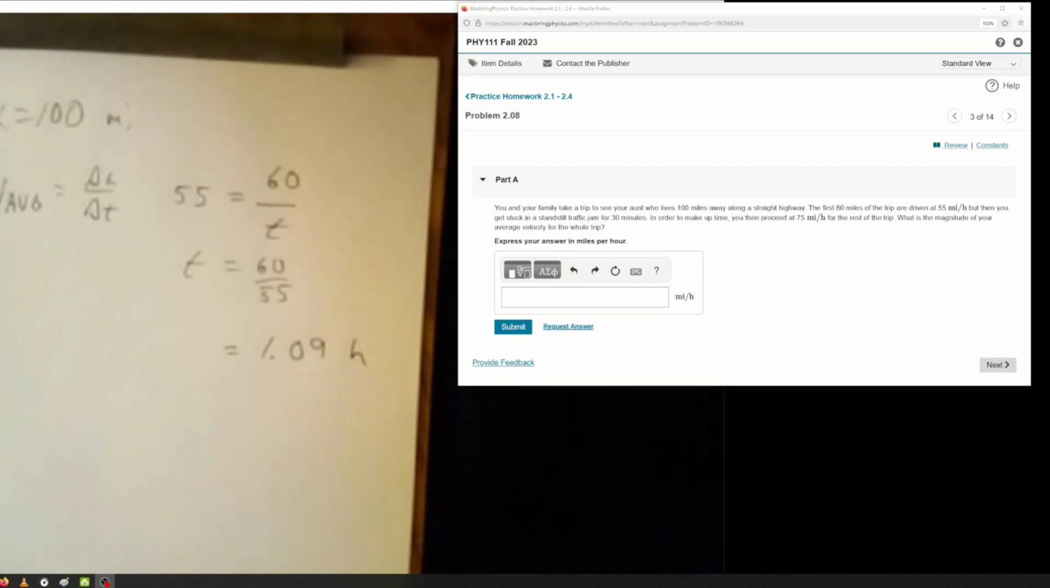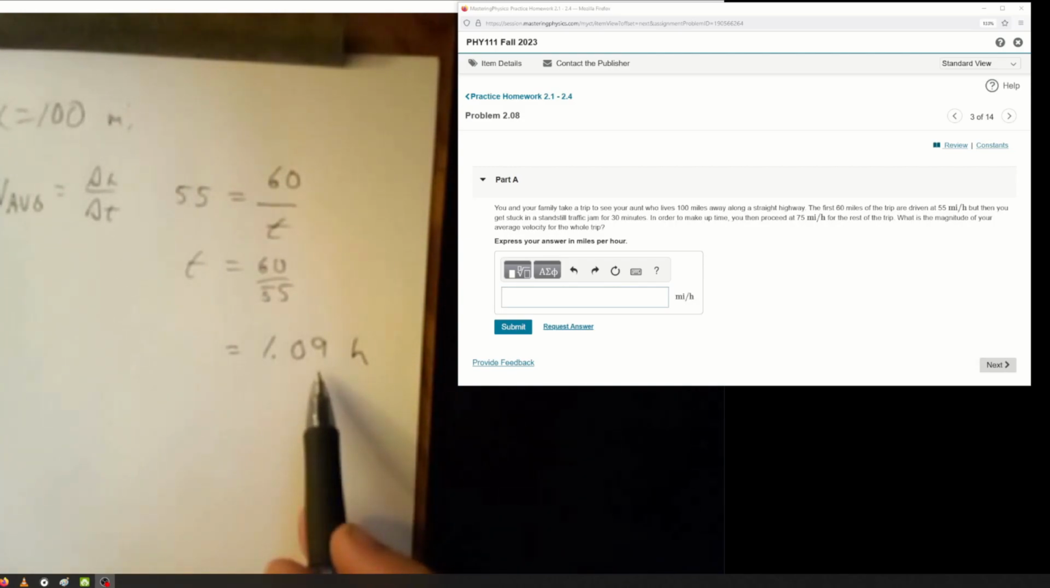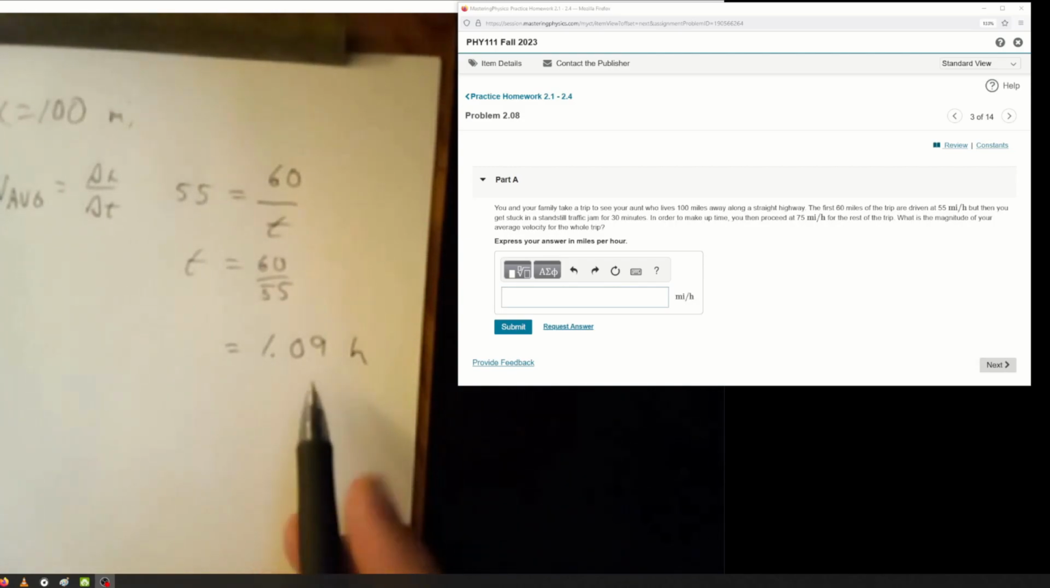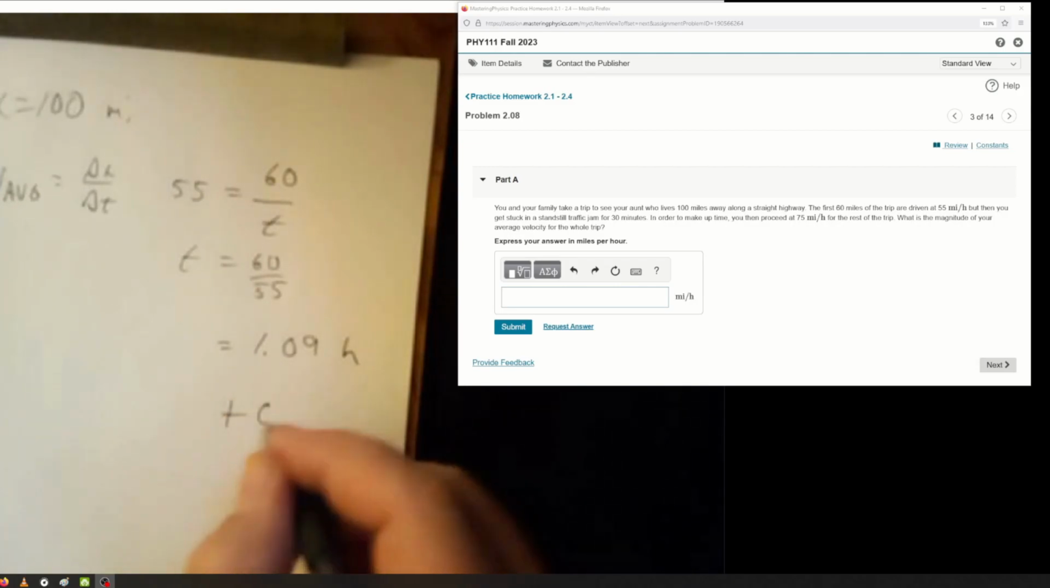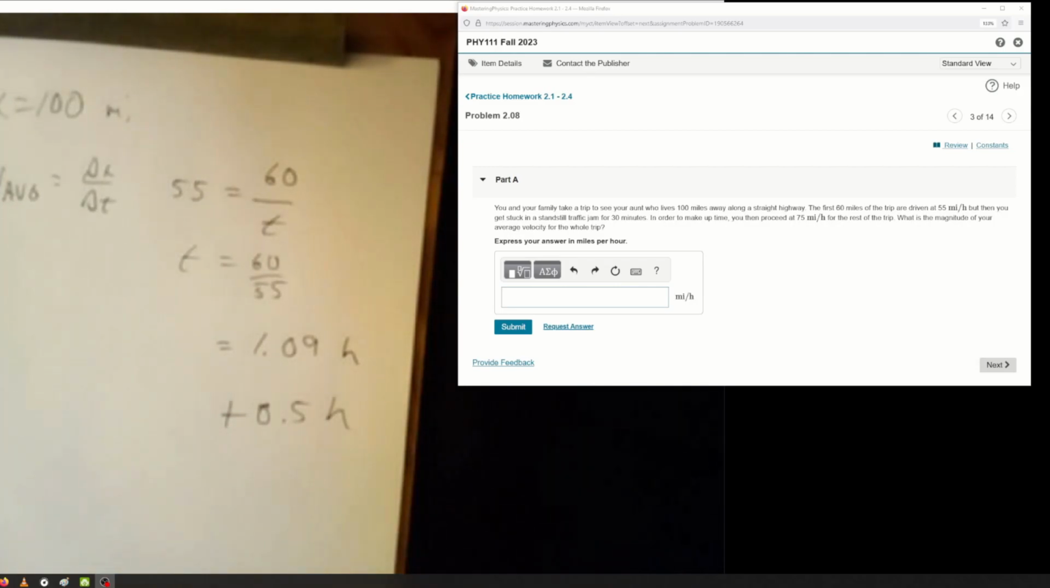And then you got stuck for 30 minutes. So that's a half hour. So our first length of our journey, we traveled a little over an hour. Now we're getting stuck for a half an hour. So now our total time is 1.59 hours. Now we're unstuck.